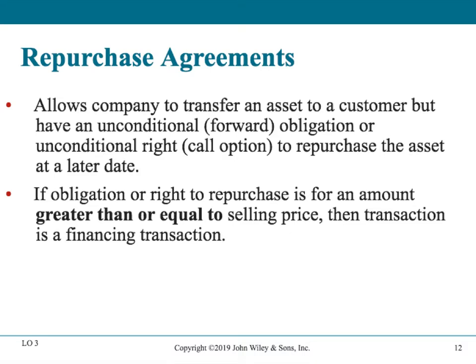So what are those? A repurchase agreement allows a company to transfer an asset to a customer, but then have an unconditional or forward obligation or an unconditional right, a call option, to repurchase that asset on a later date. If the obligation or right to repurchase is for an amount greater than or equal to the original selling price, then FASB considers this transaction to actually be a financing transaction, as if you actually borrowed the money and gave them an asset, almost like a collateral. So let's take a look at what it's going to look like.